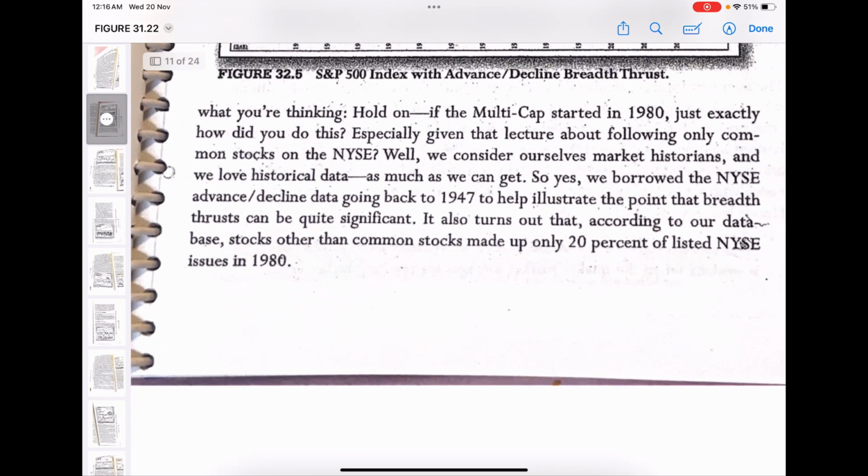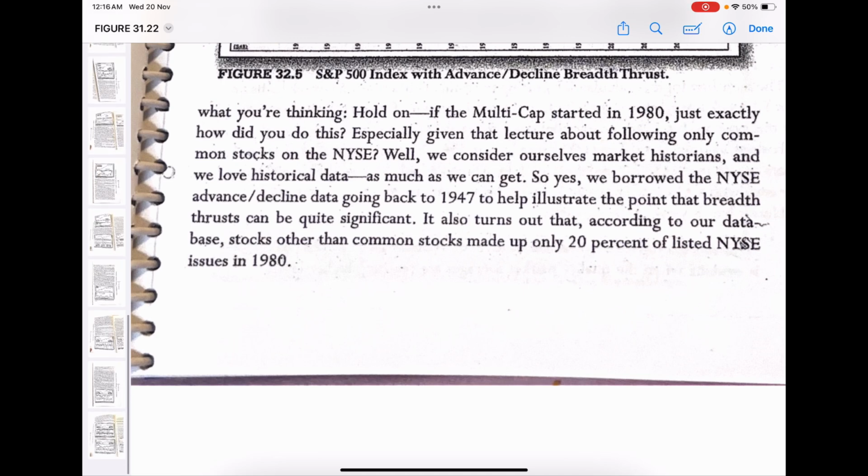All right, what are you thinking? Hold on. If the multi-cap started in 1980, just exactly how do you do this? Especially given that lecture about following only common stocks on NYSE.